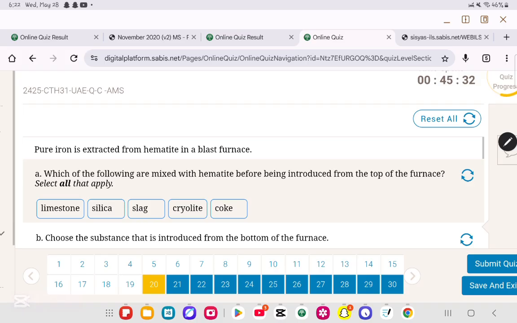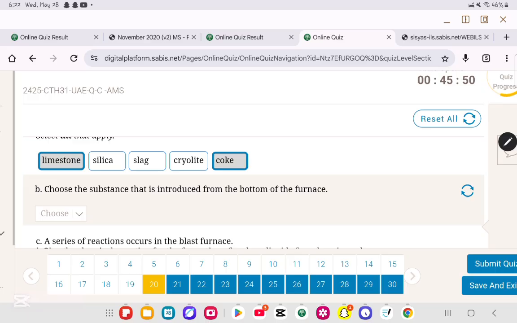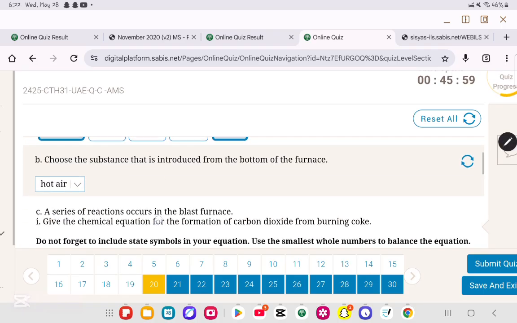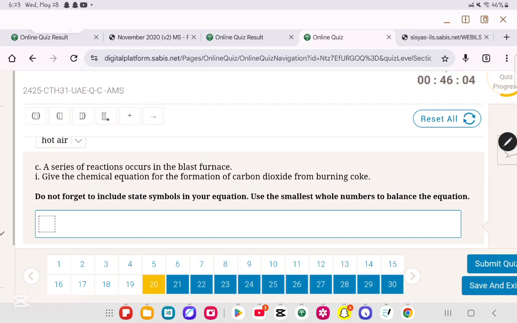It says, pure iron is extracted from hematite in a blast furnace. Which of the following are mixed with hematite before being introduced from the top of the furnace? First of all, what's mixed with hematite? It is the limestone. Okay, very important, the limestone and the coke. Coke is solid carbon. Choose the substance that's introduced from the bottom of the furnace. It is hot air. Okay? We move on to part C.